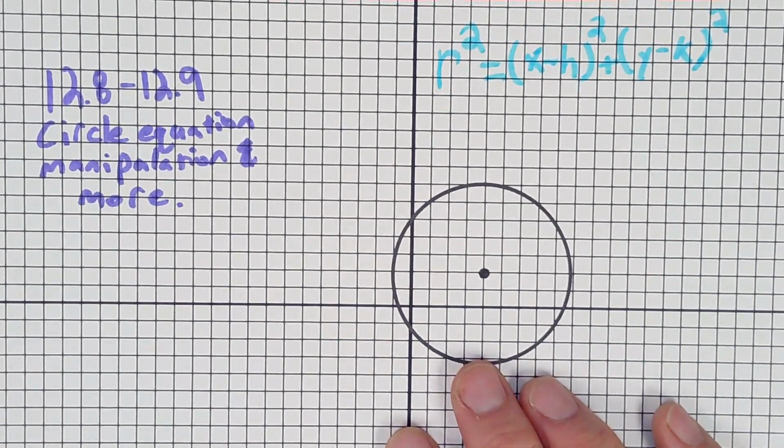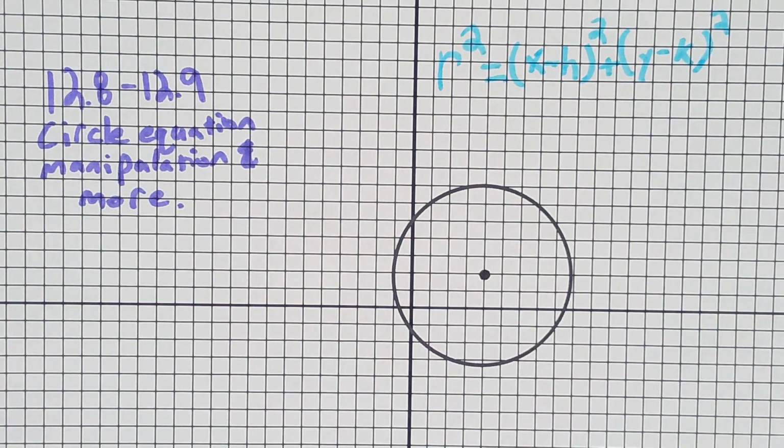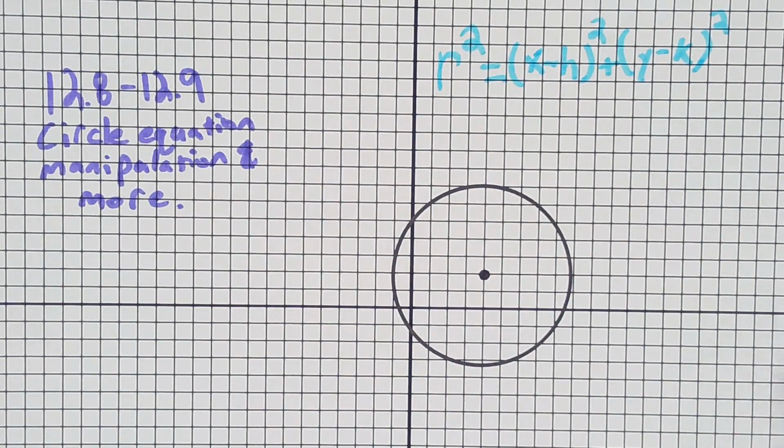Right, so we're getting into 12.8 and 12.9, and we're going to be reviewing a little bit of this radius center point circle equation first. Yesterday we derived this in 12.7. In 12.8, we're going to put it to use a little bit more.